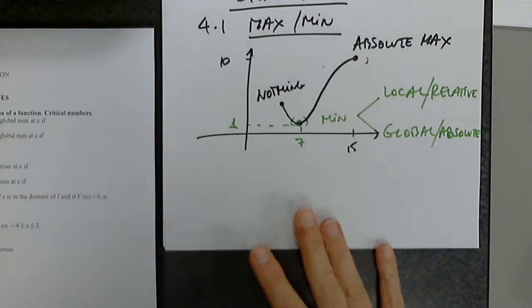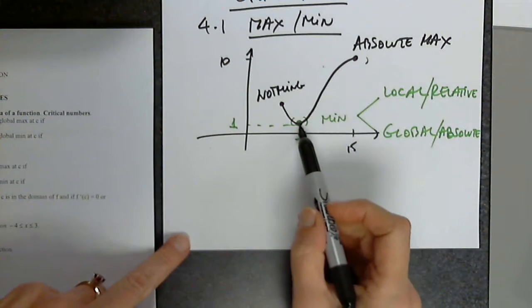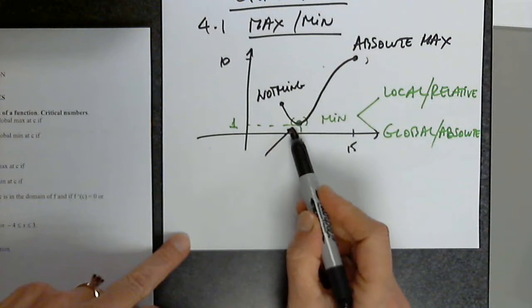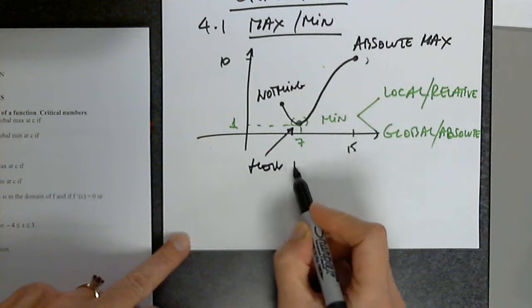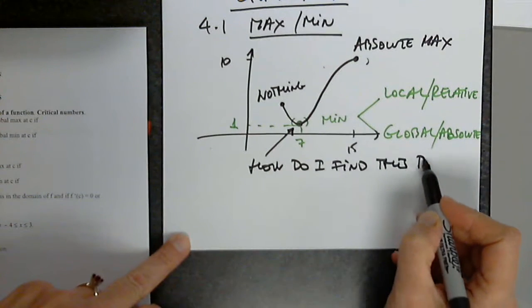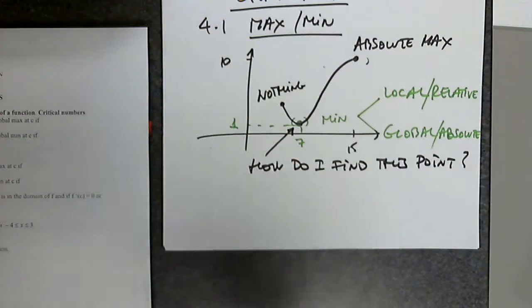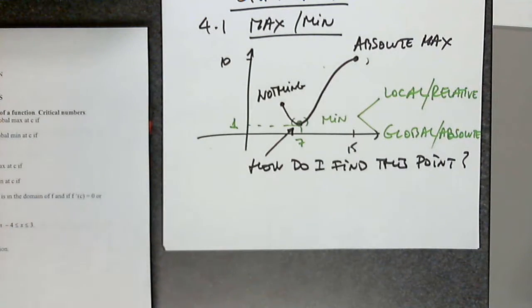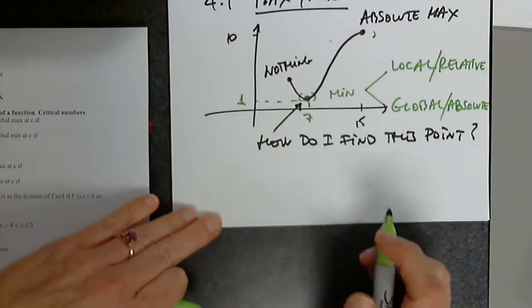Okay, now how do I determine a point like this? How do I find it? How do I find this point? And then we can go back to the handout and I'll explain, and we'll fill out the handout in a second. So how do I find this point? My starting point is something called critical number.